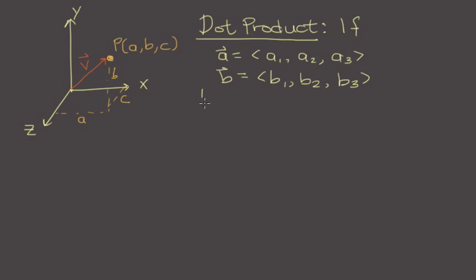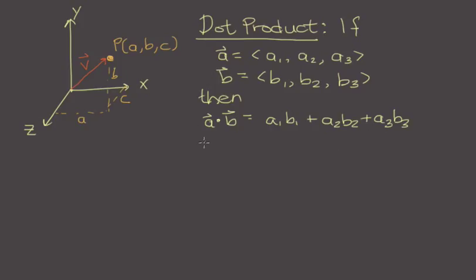Then the dot product of the two, vector A dotted with vector B, is simply going to be defined as the product of the first two coordinates, A1 B1, plus the product of the second two coordinates, A2 B2, plus the product of the last two coordinates, A3 B3. So this is the dot product.